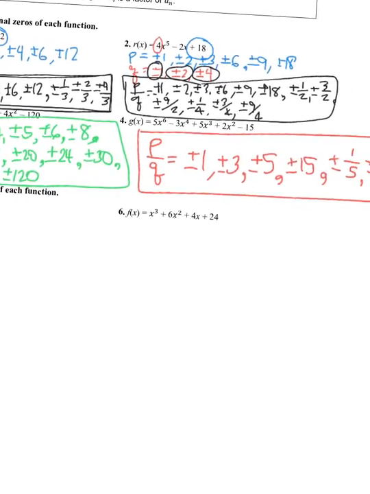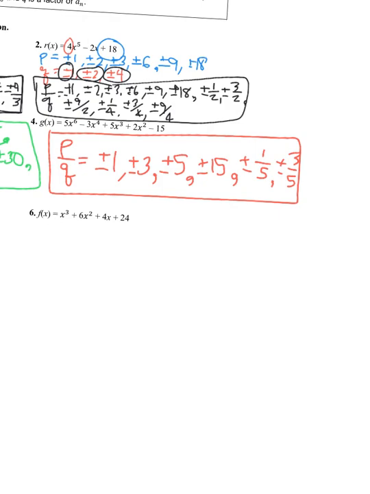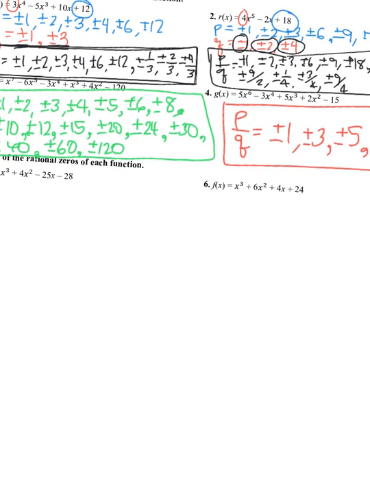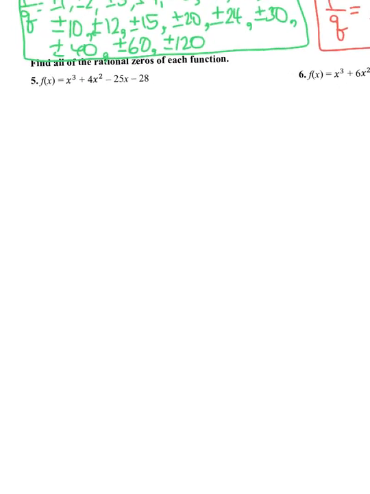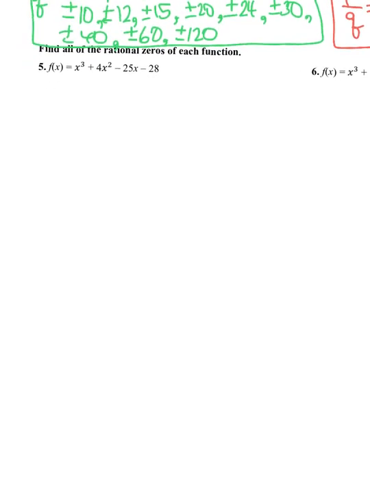All right, and for number 4, the answer was plus or minus 1, 3, 5, 15, 1/5, and 3/5. All right. Great, so let's go ahead and kind of get to the main event of all these lessons, which is to find all the rational zeros of a function just given the function. So we're going to use a lot of what we've learned in the previous lessons, as well as the rational zero theorem.